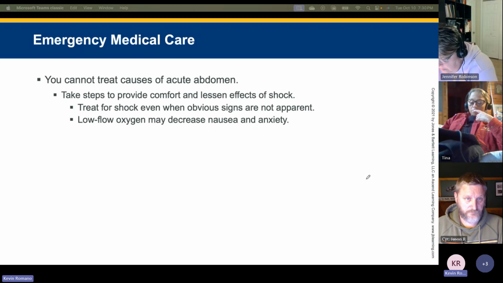If you're in New Hampshire, you can have them sniff an alcohol prep within your protocol as an EMT, and that helps relieve nausea.